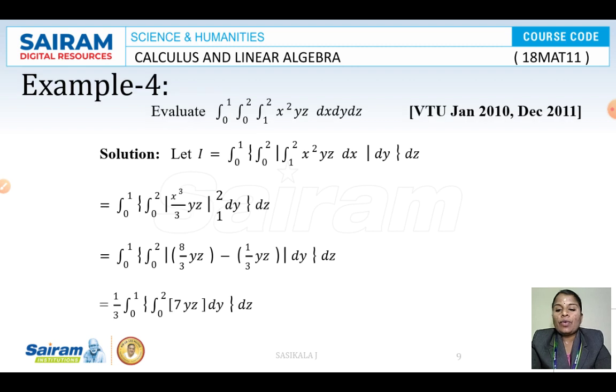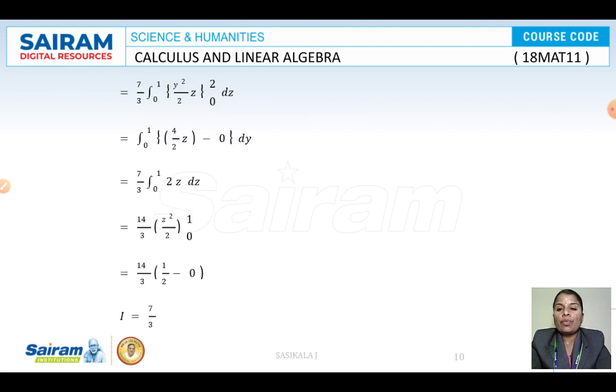And then next term, yz. I have integration with respect to y, y squared by 2 into z with a limit of 0 to 2. So what will happen? 0 to 1 of, applying 2 squared, it will be 4 by 2 into z minus 0. So 7 by 3 integration 0 to 1, 2z I will get, 2 will get cancelled, 2z into dz. So now 14 by 3 of z squared by 2 with the limit of 0 to 1. So 14 by 3 of 1 by 2 minus 0. 2 will get cancelled. I will get 7 by 3.